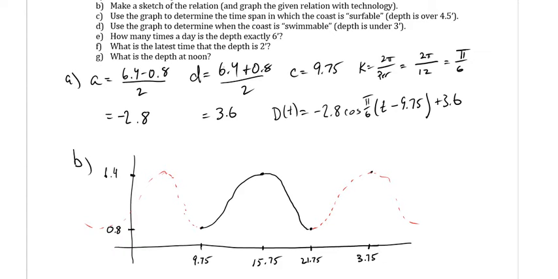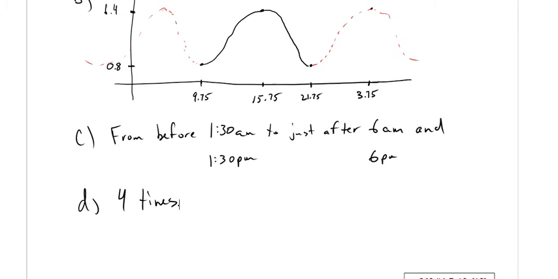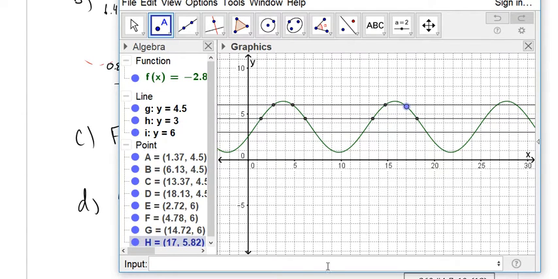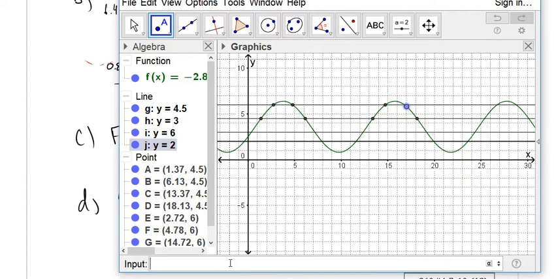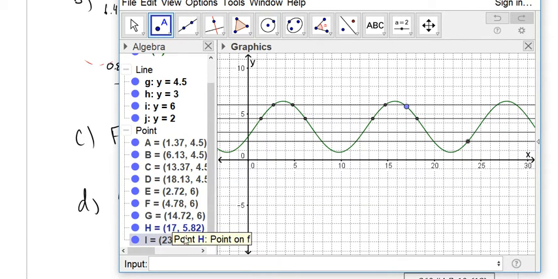What is the latest time that the depth is 2 feet? This is another one that would be tricky. You wouldn't be able to do this with your sketch. So we would have to do it with technology. So the latest time, you say that it's 2, y equals 2. And I'm looking here, and it looks like it happens right there just before 24 hours. So what time is that at? Oh yeah, look at that, just before.